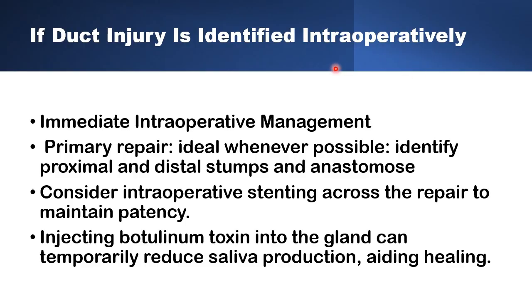Now, what to do if the duct is injured during surgery? If this is identified during the operation itself, then immediate intraoperative management by primary repair would be favorable. This is ideal whenever possible. You try to identify the proximal and the distal stumps of the duct and anastomose these two over a stent or a small catheter. Perhaps injecting Botox into the residual gland tissue would also help the healing by inhibiting salivary flow during the healing phase.